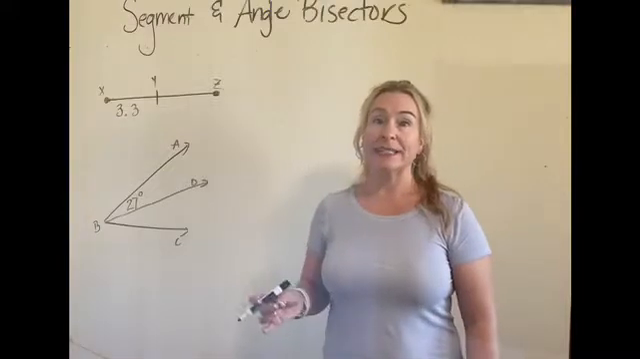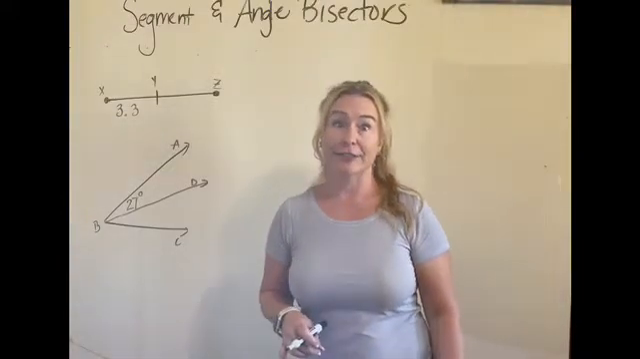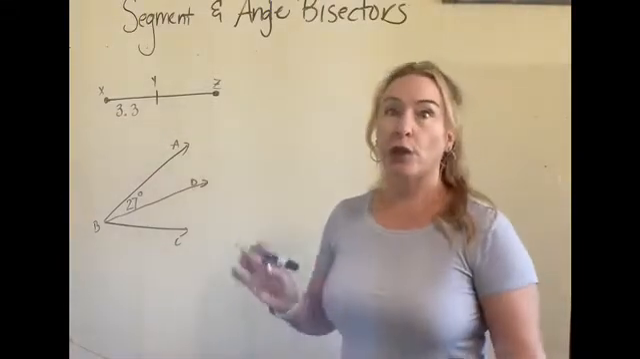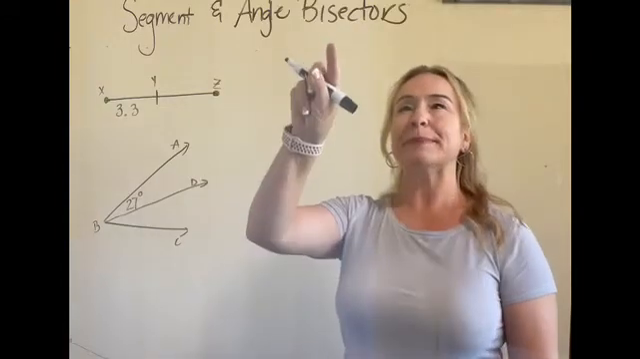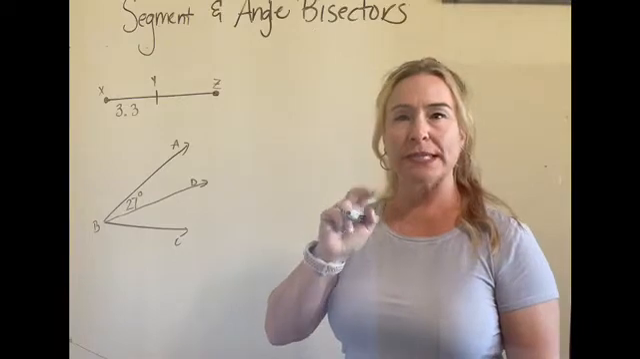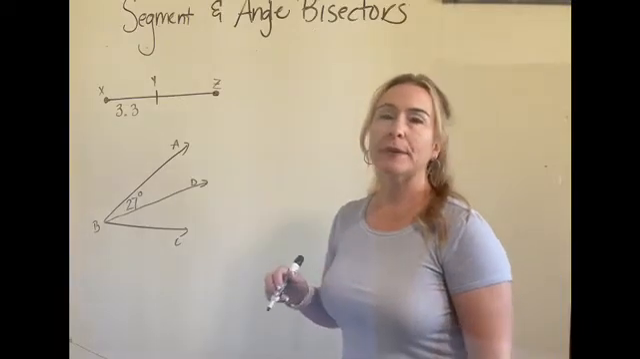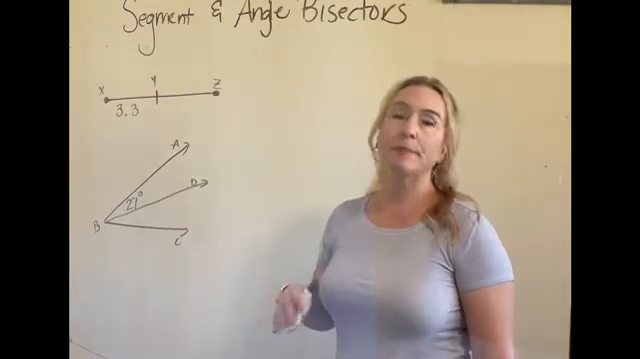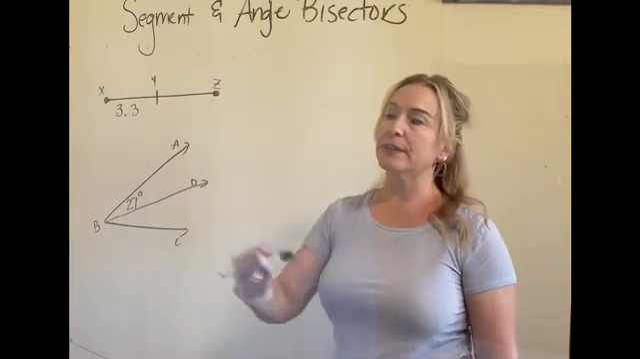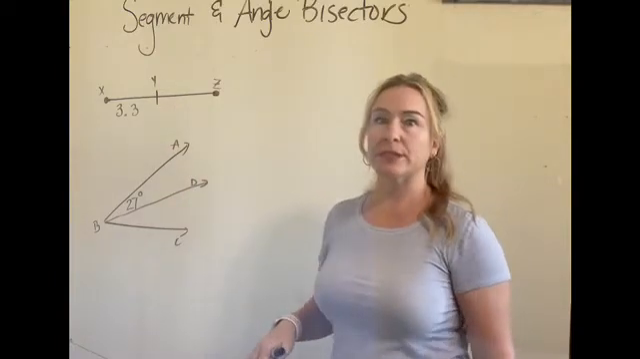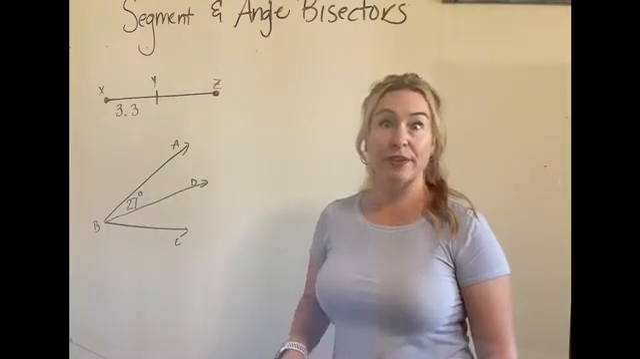Looking at segment and angle bisectors here. What on earth does it mean to bisect something? Remember that bi means two. So if we're going to have an angle bisector or a segment bisector, it means we're going to cut our segment or our angle in half right down the middle. So that tells us everything we need to know.